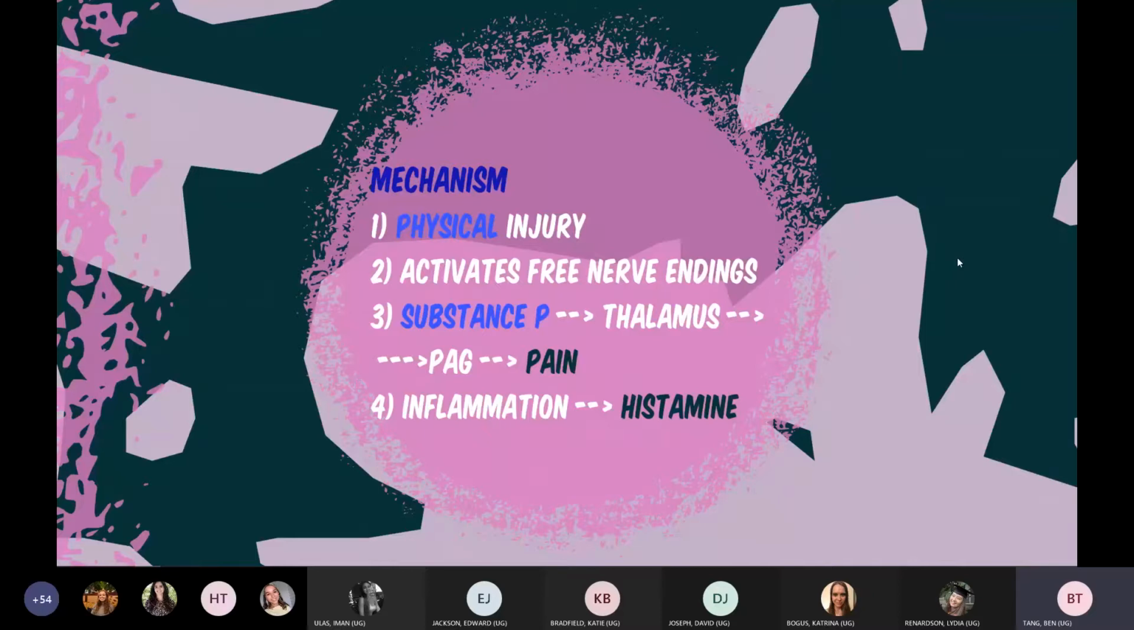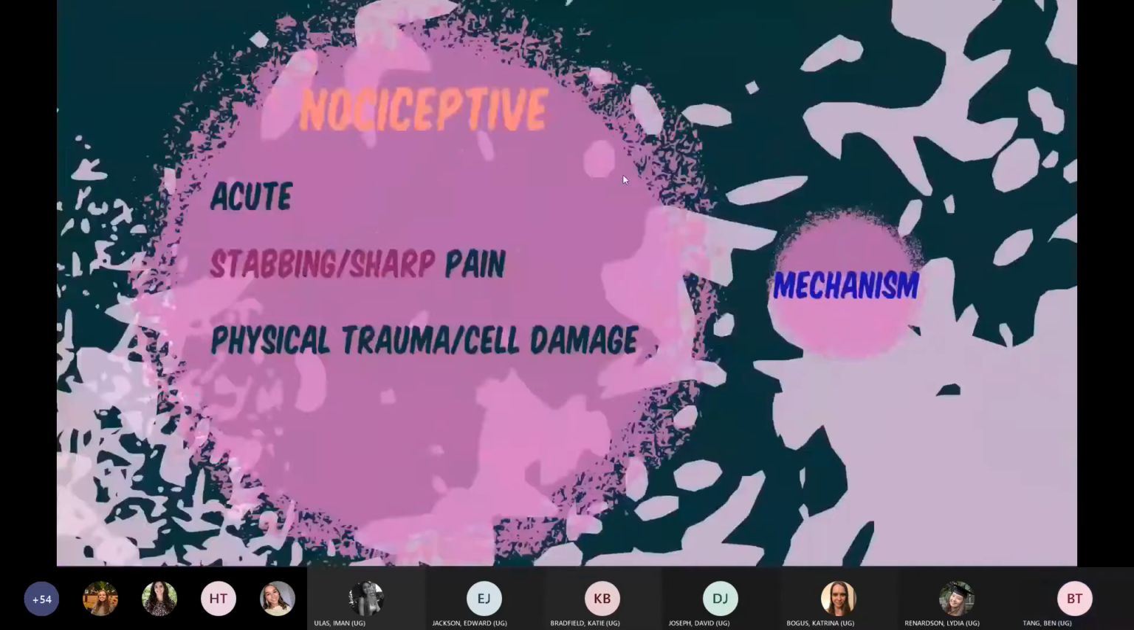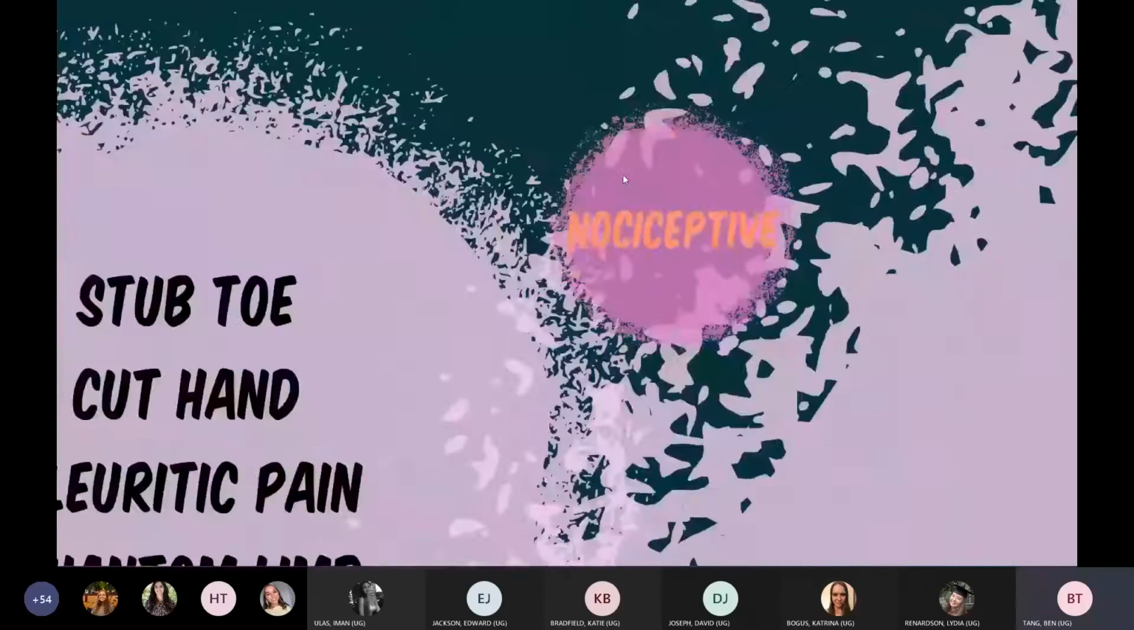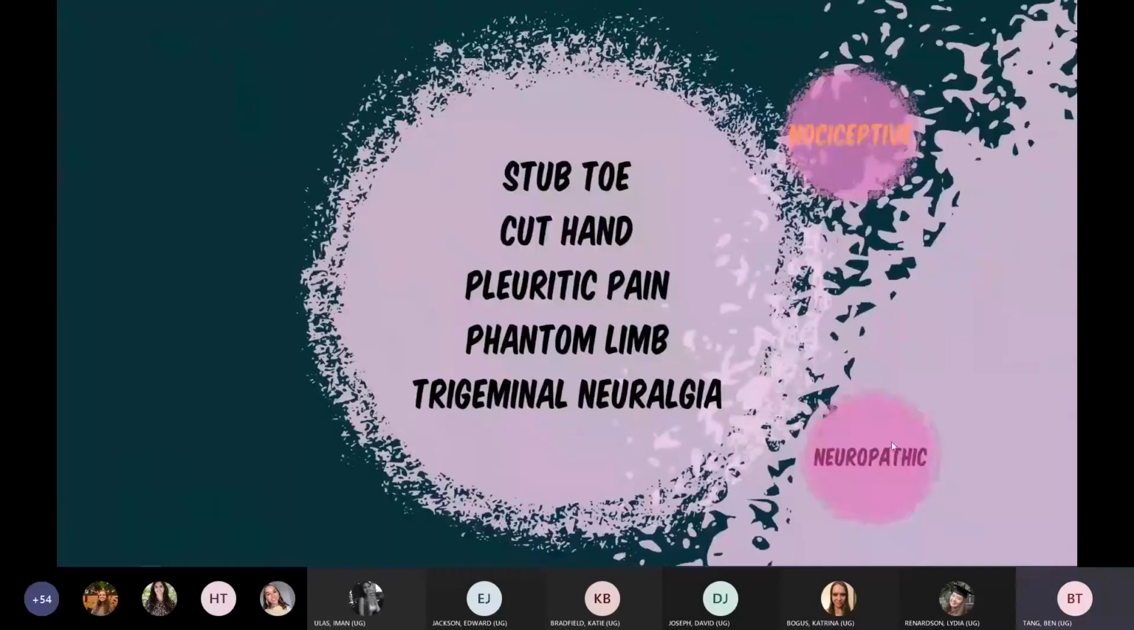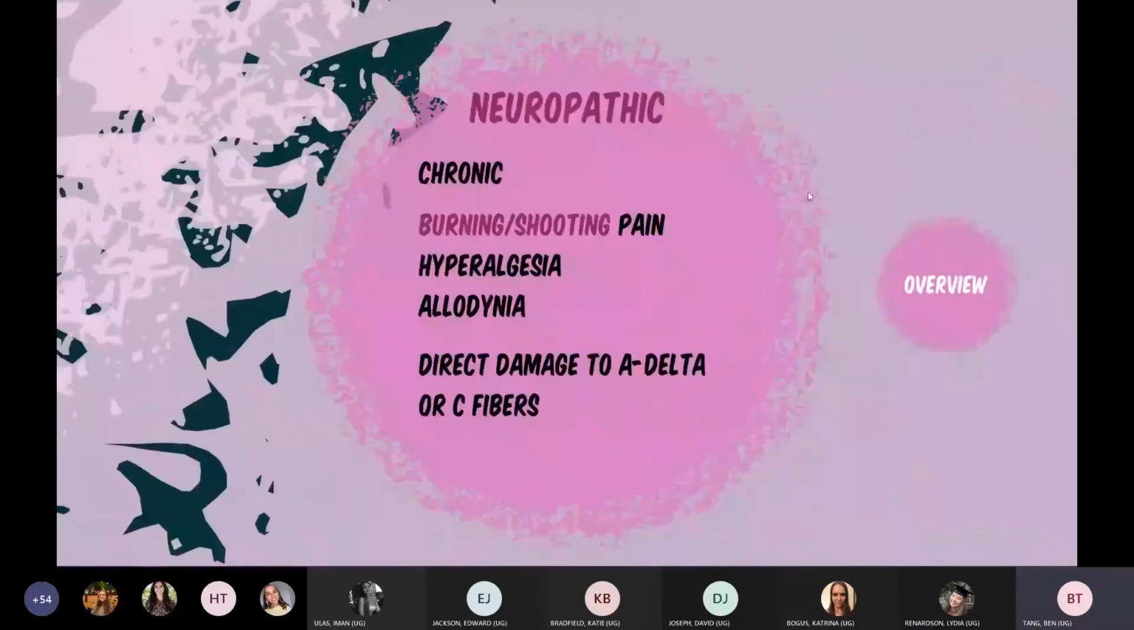And in response, your brain then sends signals down towards where the local damage is, and that results in the release of histamine. Is that pretty straightforward for you guys? So any questions so far? So this is probably the pain that most of us have experienced, more common than neuropathic.